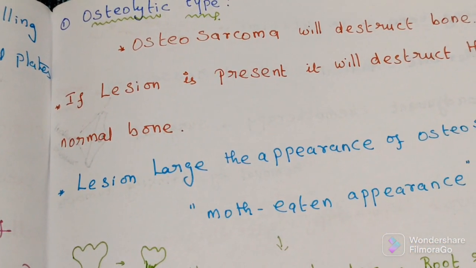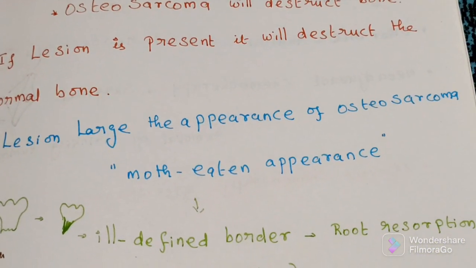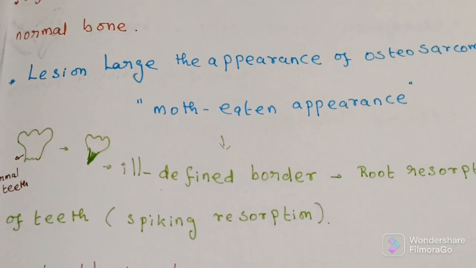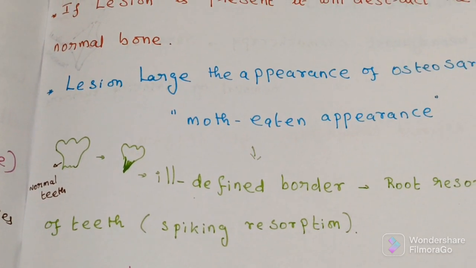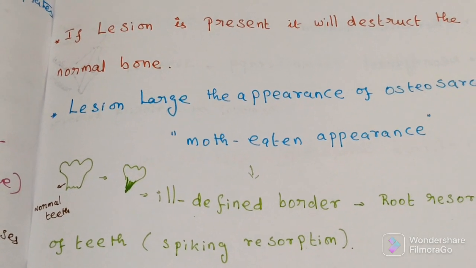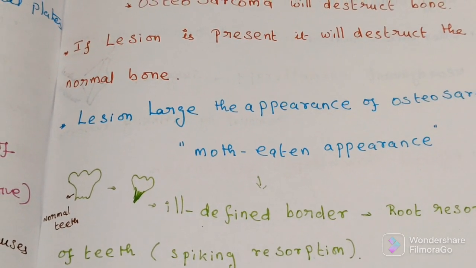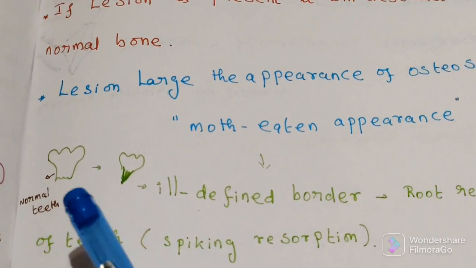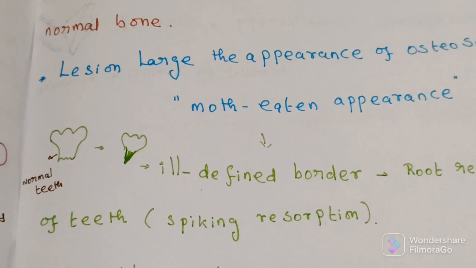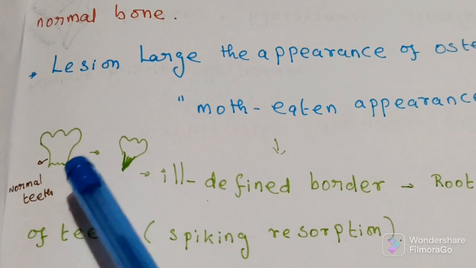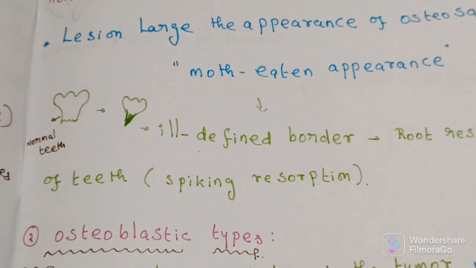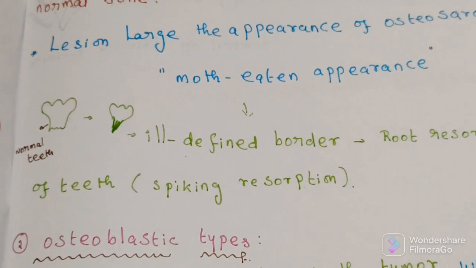In that particular case, the lesion is going to be large. The appearance of osteosarcoma is a moth-eaten appearance. What is moth-eaten appearance? A large radiolucency with an ill-defined border, and because it has osteolytic cells, they eat the border, which appears moth-eaten. This one is the normal teeth. This border will be defective, so it causes a moth-eaten appearance. So there is root resorption of teeth. It is called spiky resorption.